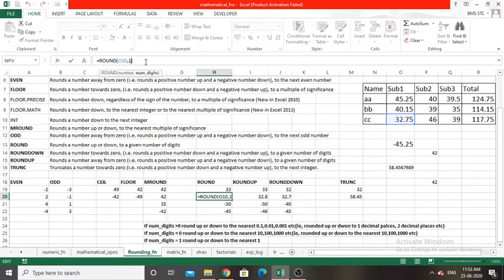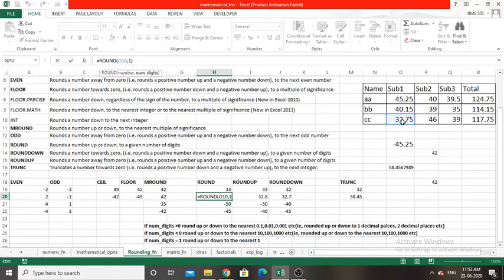So what will be the output? Which will be 32.8. Why does it come 8? Because the second decimal part is 5 or greater than 5. So if the decimal part is greater than or equal to 5, it will round it up to the next nearest place, right? So it will be 32.8.